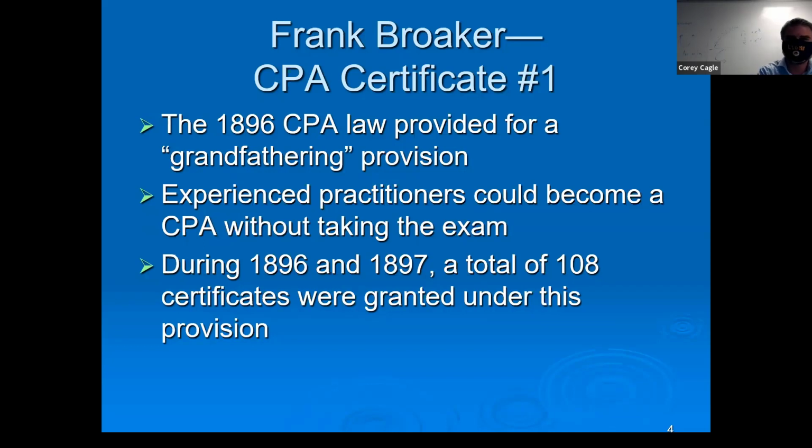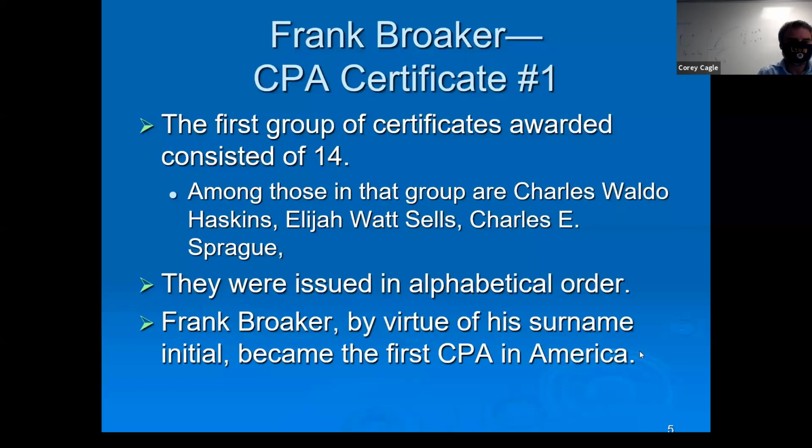So that's why he got the first one. There was a group of 14 that got the first certificates, and he was number one because his name started with a B. Also in that group were Sells and Haskins, both in that first group of CPAs. Also a guy named Charles Sprague, who is, all right, guess what? There's an accounting hall of fame. So, accounting hall of fame. All three of those guys, Haskins, Sells, and Sprague, are accounting hall of famers.